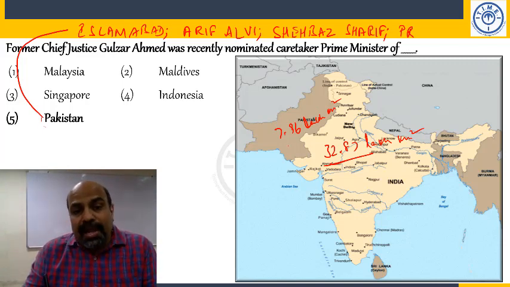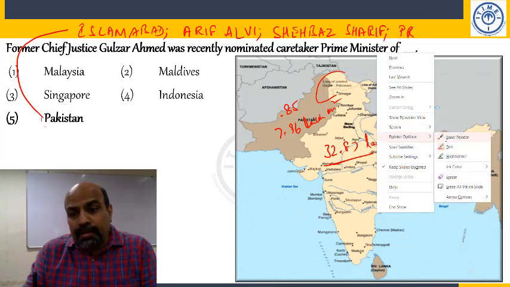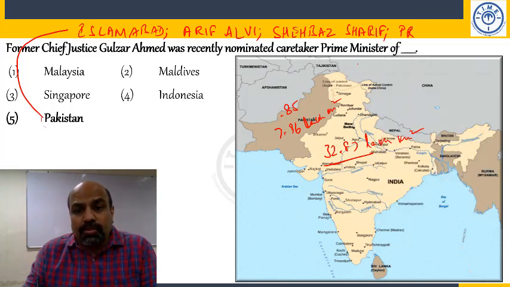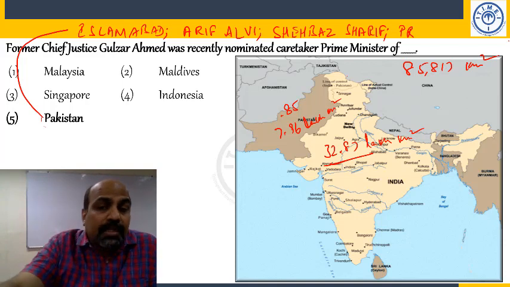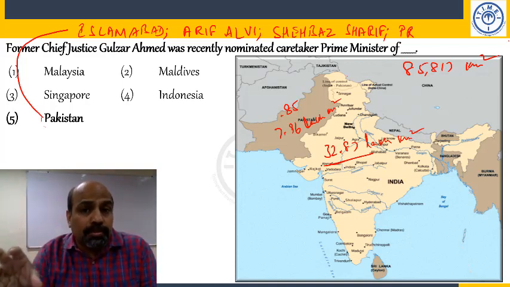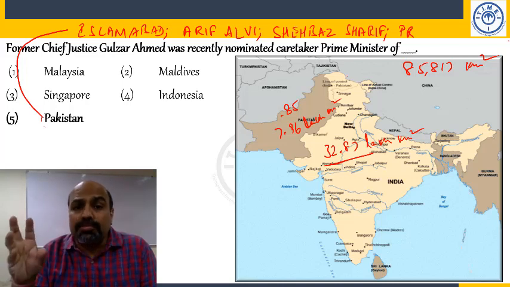To this number, they would add the area they have occupied illegally, that is 85,000 square kilometers. So Pakistan has added the area it has occupied in Kashmir, Pakistan-occupied Ladakh and J&K, which is quite huge actually. So how much has Pakistan occupied? 85,817 square kilometers. That is the area Pakistan has occupied in the two union territories of Ladakh and Jammu and Kashmir.